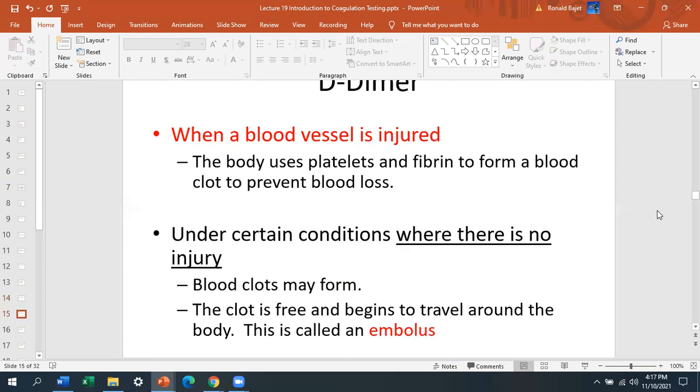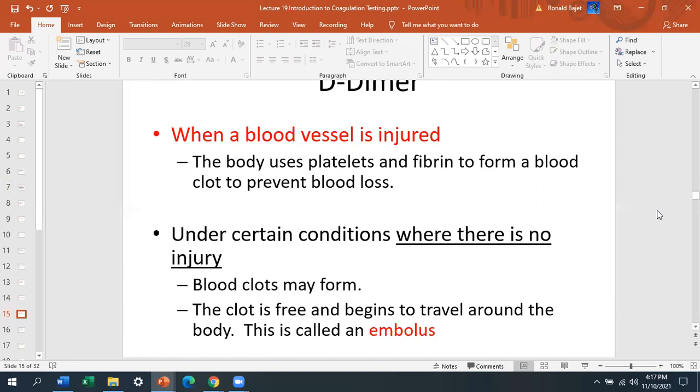So in D-dimer, when a blood vessel is injured, say for example, you cut yourself, what happens is the body uses platelets and fibrin to form a blood clot to prevent blood loss. That's your first reaction. When you cut yourself, your body's going to react. Okay, so platelets become activated, and they will be mobilized to the area of injury, to the site of injury.